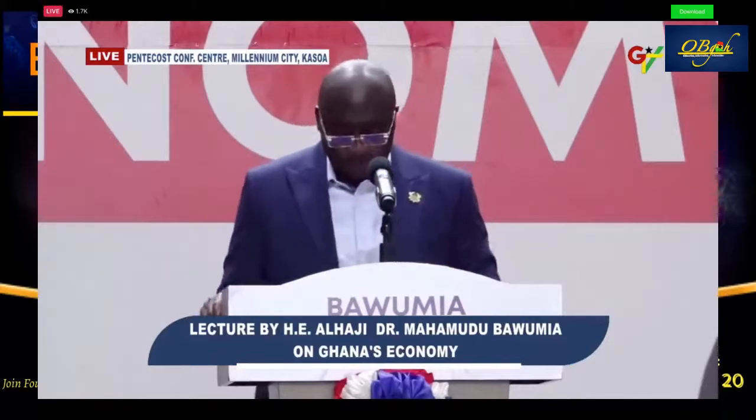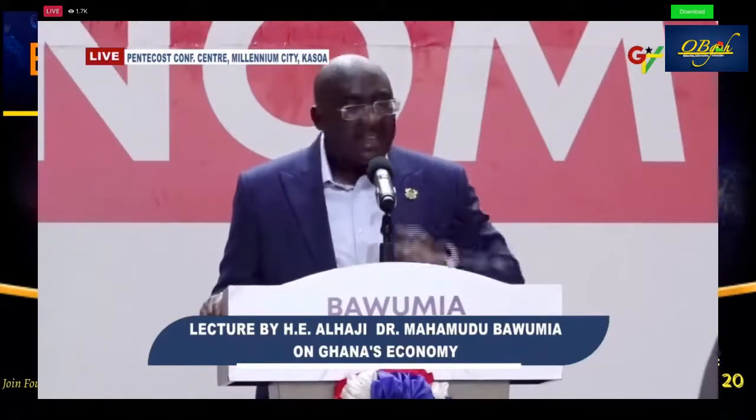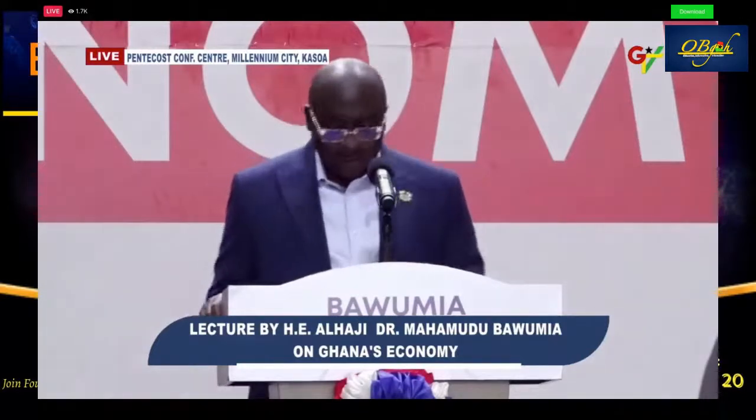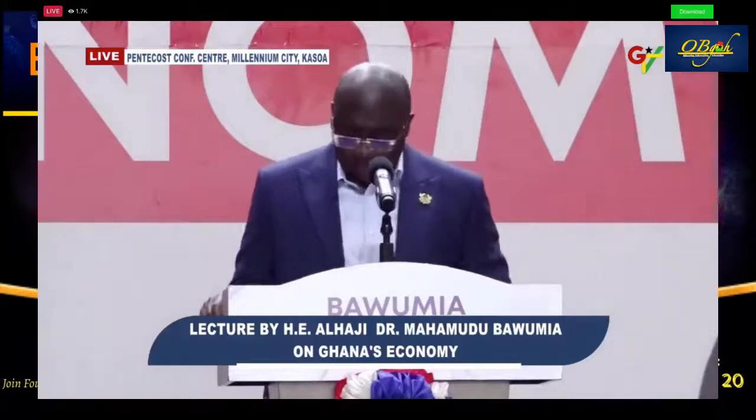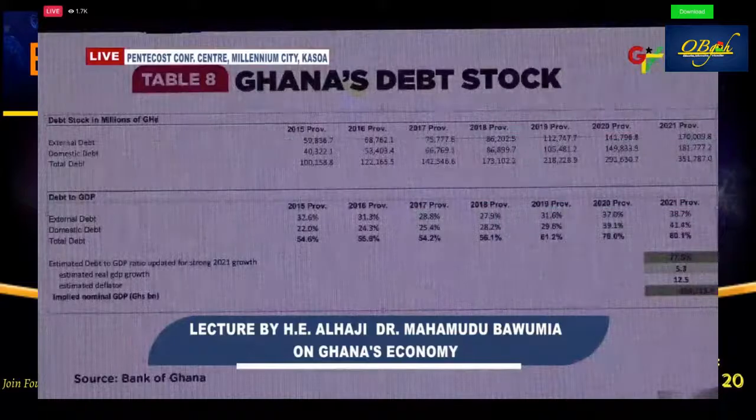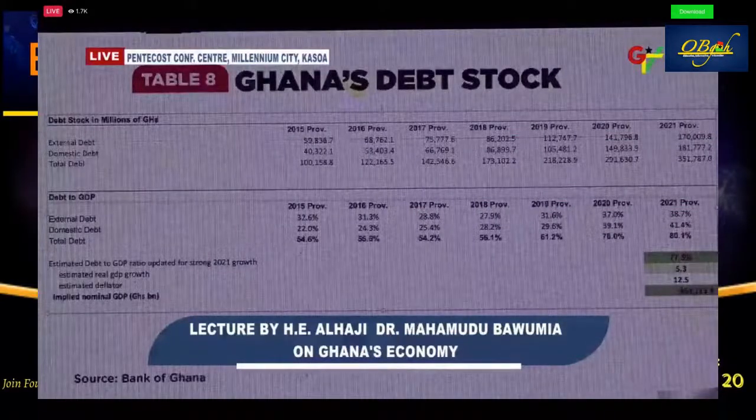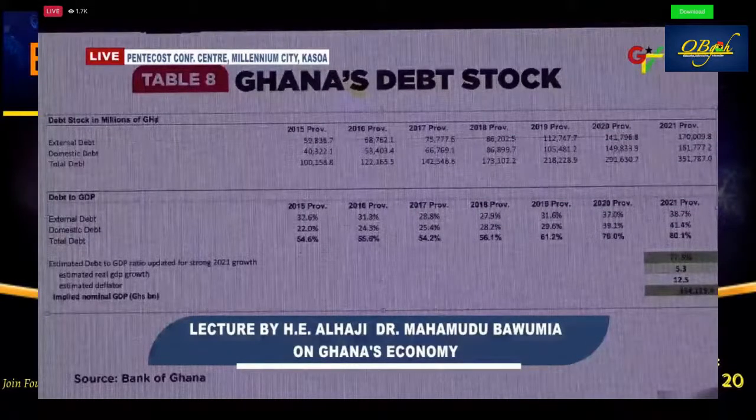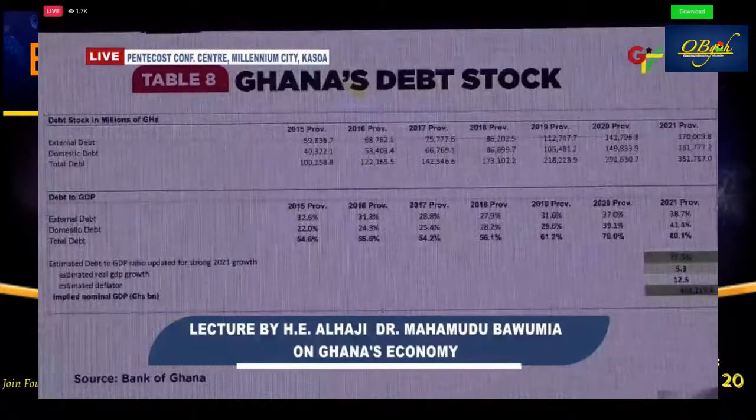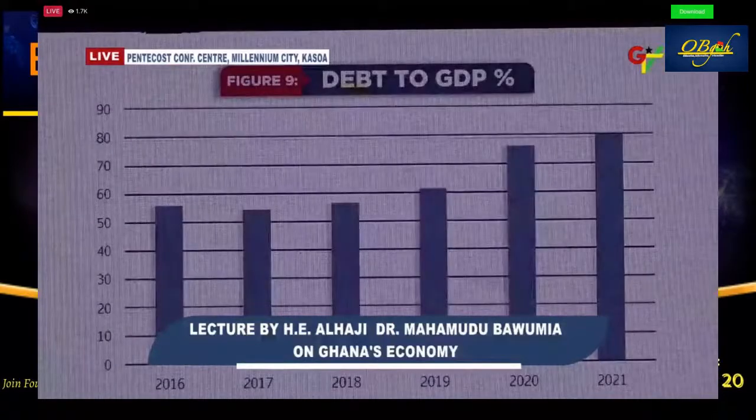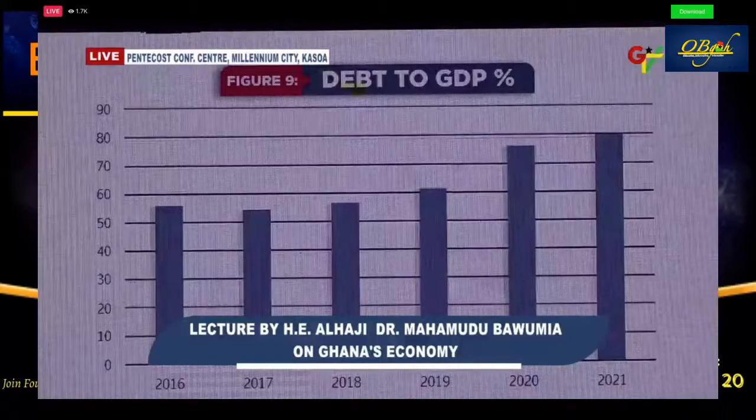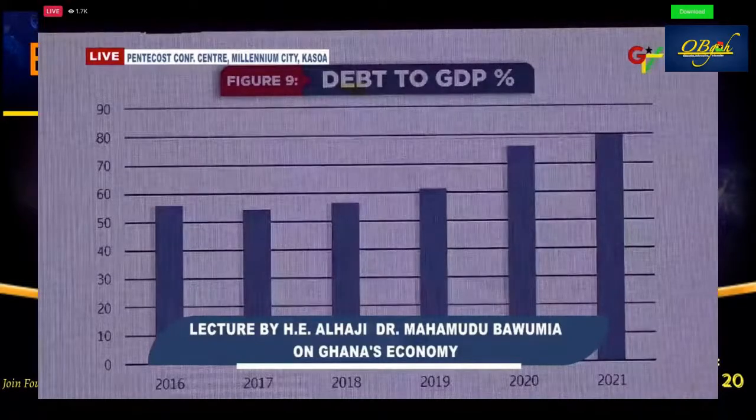The table shows that Ghana's total debt stock has increased from 122 billion in 2016 to 351 billion in 2022, an increase of 229.6 billion. At the end of 2021, external debt amounted to 170 billion, 38.7% of GDP, and domestic debt totaled 181 billion, 41.4% of GDP.